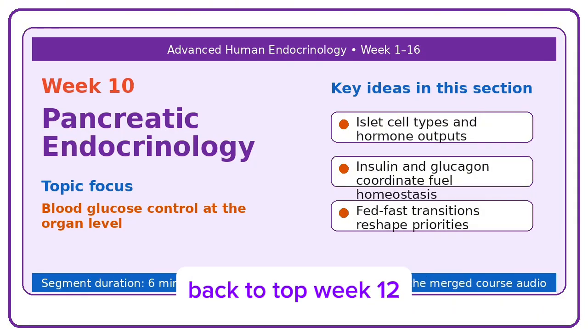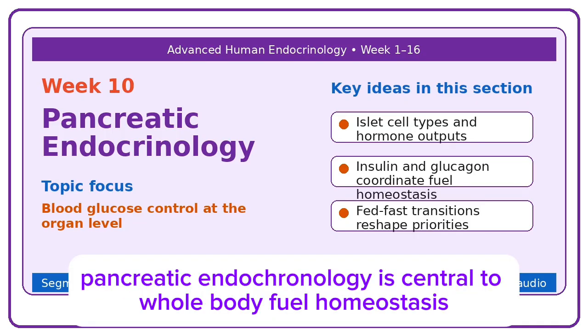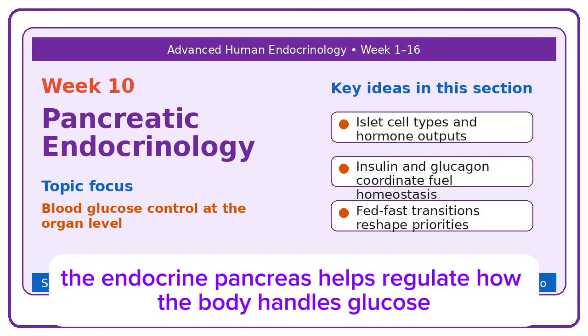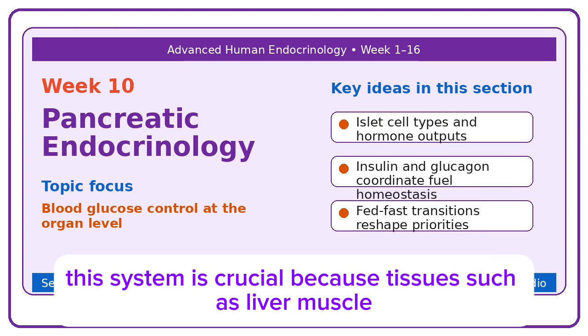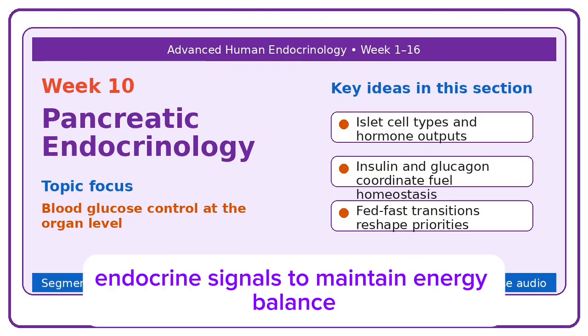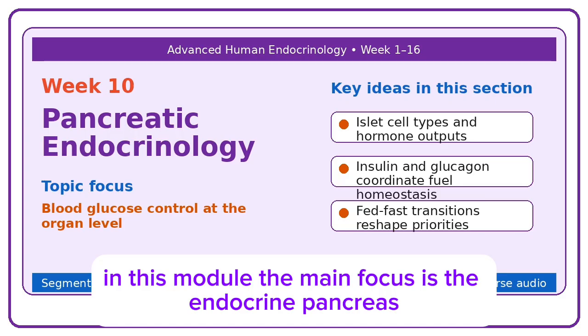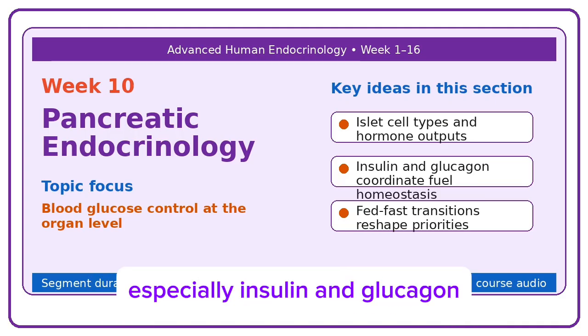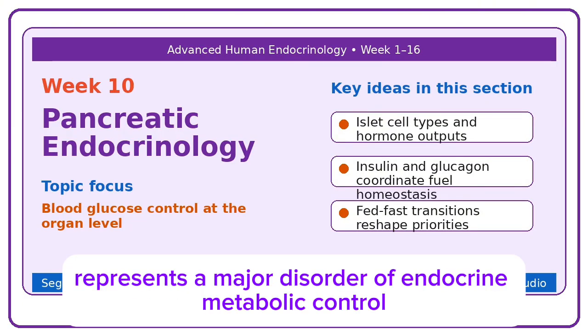Back to top. Week 12, Pancreatic Endocrinology and Diabetes Introduction. Pancreatic endocrinology is central to whole-body fuel homeostasis. The endocrine pancreas helps regulate how the body handles glucose, fatty acids, and amino acids in fed and fasting states. This system is crucial because tissues such as liver, muscle, adipose tissue, and brain all depend on coordinated endocrine signals to maintain energy balance. In this module, the main focus is the endocrine pancreas, especially insulin and glucagon, how pancreatic islet cells coordinate fuel regulation, and why diabetes mellitus represents a major disorder of endocrine metabolic control.